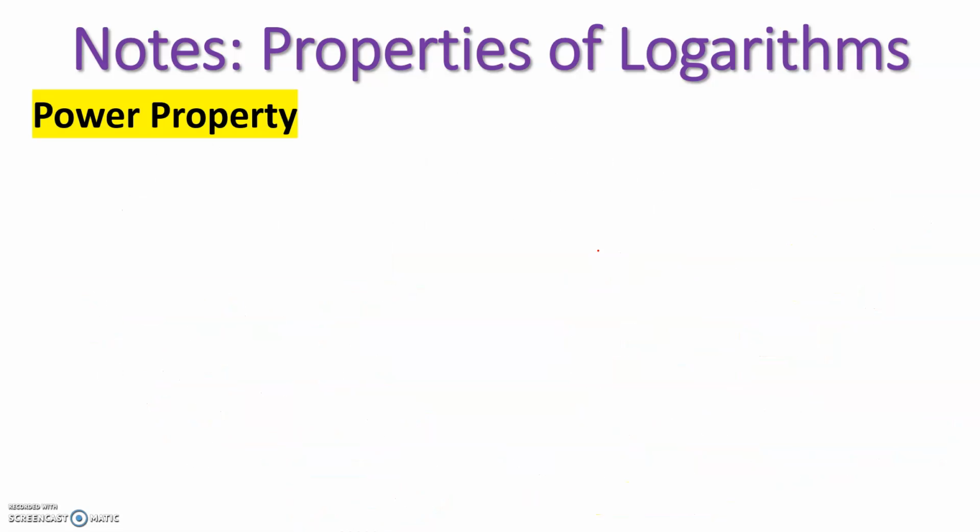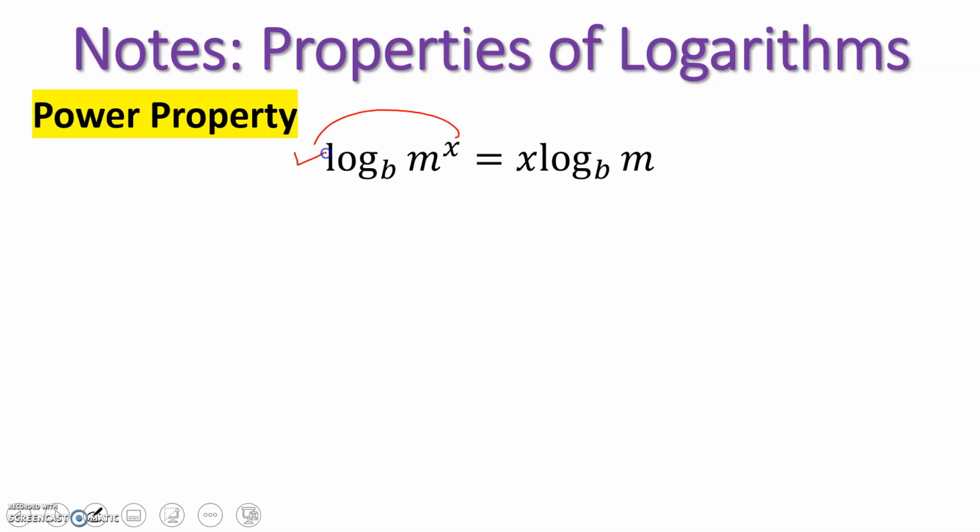All right, now there's another property we want to look at. This will also allow us to solve the problem, but in a slightly different manner. This is called the power property. And it says if I have the log base b of m to the x, that's actually the same as x times log base b of m. In other words, this allows the power to move from power to coefficient.